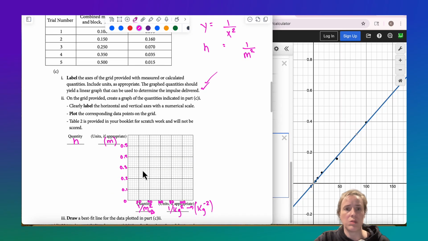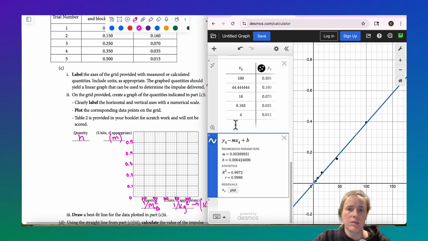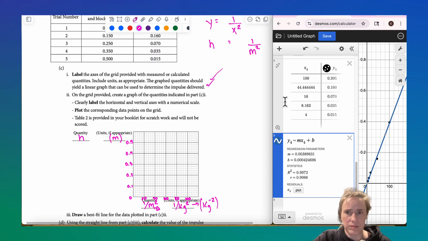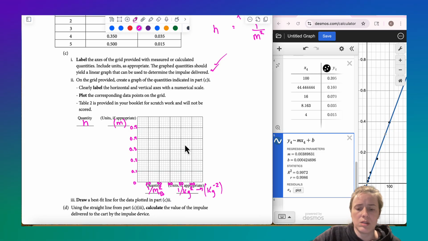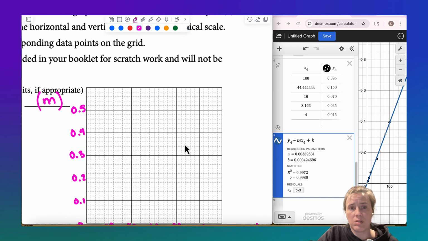So now we're just straight up going to plot our points, all right? If you did this in Desmos, I'm just going to go look at those guys. You can copy that graph over, but remember you have to do this by hand. So you have to do this on paper.